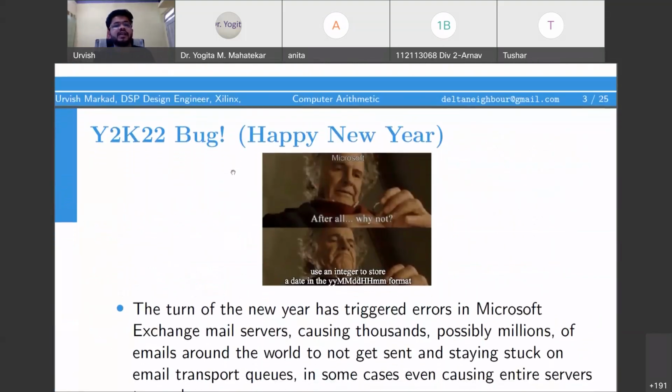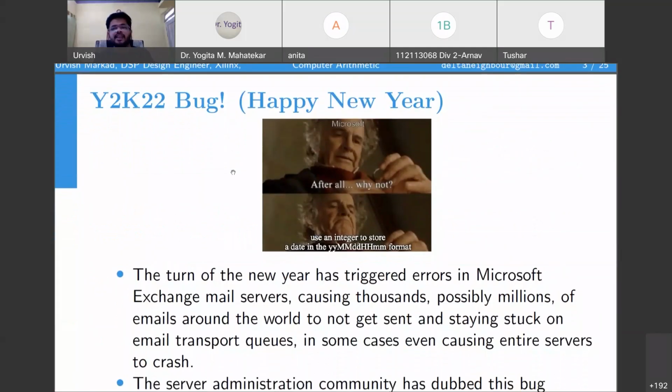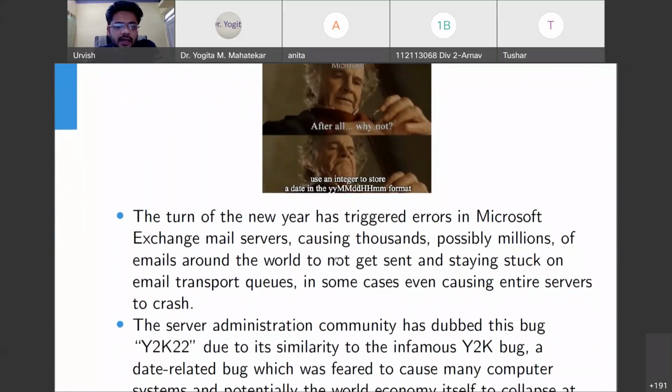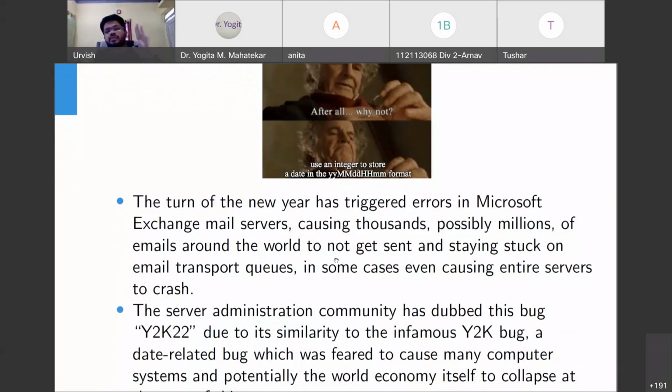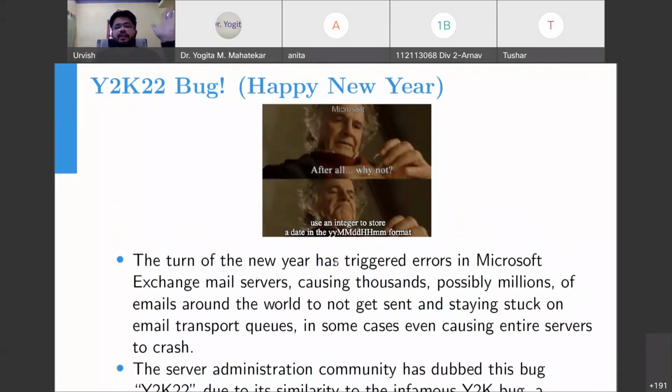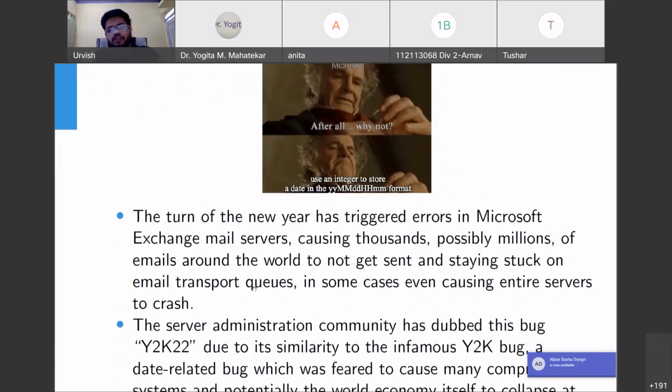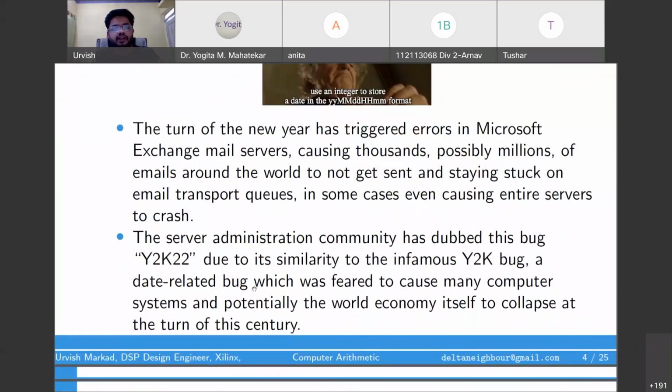Moving ahead. At the start of the New Year, many companies like Microsoft, Xilinx, Mitsubishi and even Toshiba started seeing a bug which was named the Y2K22 bug, just because it unfolded in the year 2022. This simple bug caused a lot of errors, be it in Exchange mail servers or in big software. It started crashing on the first day of 2022, and this troubled quite a lot of software engineers.